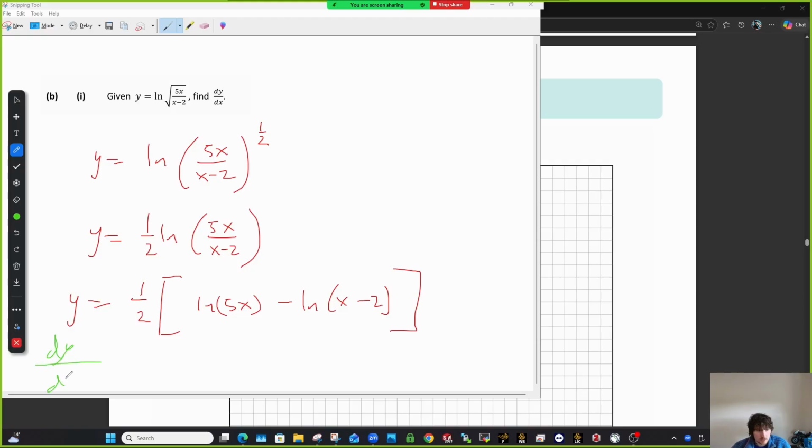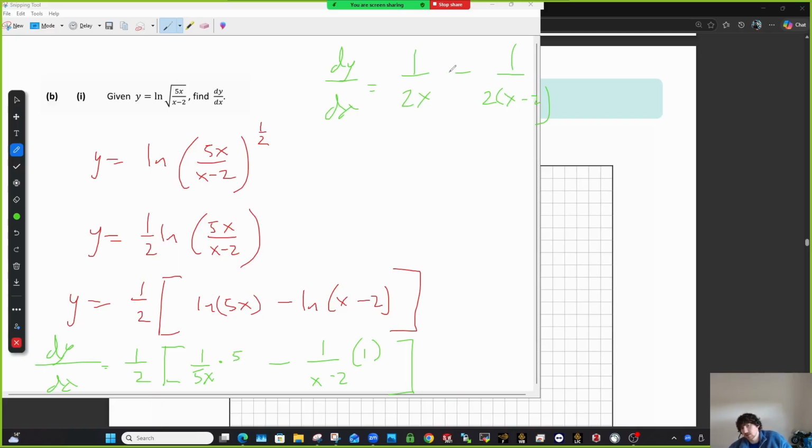So then dy dx, the half does nothing. The half will just be chilling out there. So the derivative of this is 1 over what's in there, multiplied by the derivative of what's in there, which is 5. Take away 1 over what's in here, multiplied by the derivative of what's in there, which is 1. And then we can multiply in by the half, and we'll see that dy dx equals, the 5's cancel, so you get a 1 over 2x. And then this is take away 1 on top here, 2 times x minus 2.